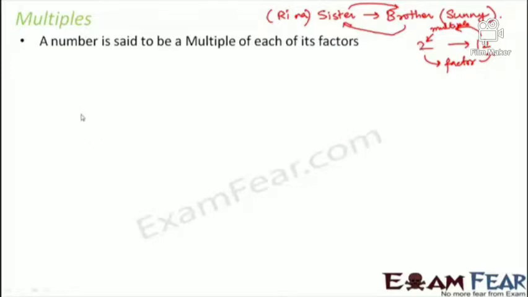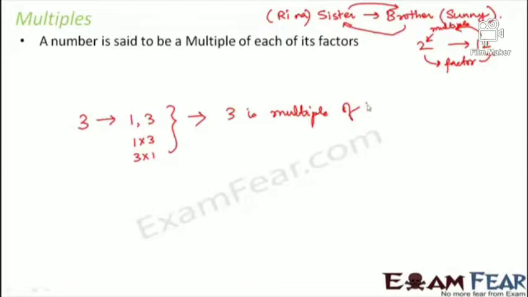Now we had seen in the previous slide that for any number, let's say the number 3, it has 2 factors, 1 and 3, right? Why? Because 3 can be written as 1 into 3, it can also be written as 3 into 1. So this means that 3 is a multiple of 1. 3 is also a multiple of 3.